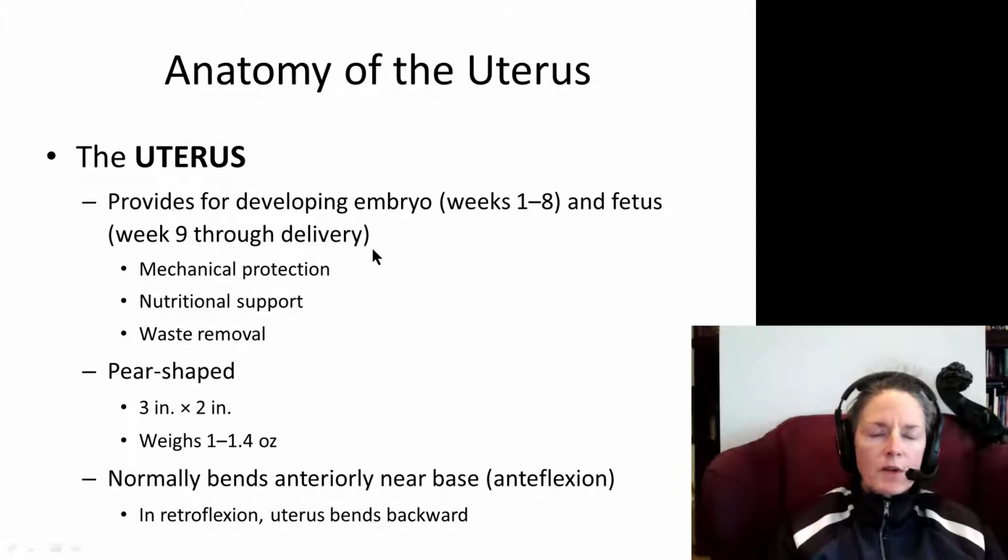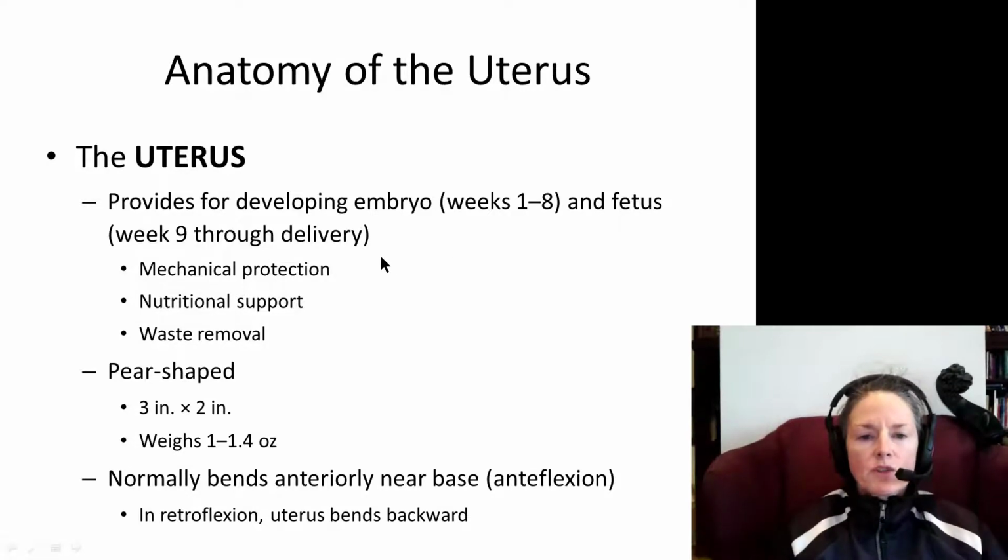All right, so once it gets to the uterus, it's going to implant there. And so for the first 1 to 8 weeks, we're going to call this the embryo. And after that, 9 weeks through delivery, it is now the fetus. And the uterus is the place where this thing will gestate. So it's going to give it protection, nutrient support, waste removal, and so forth.